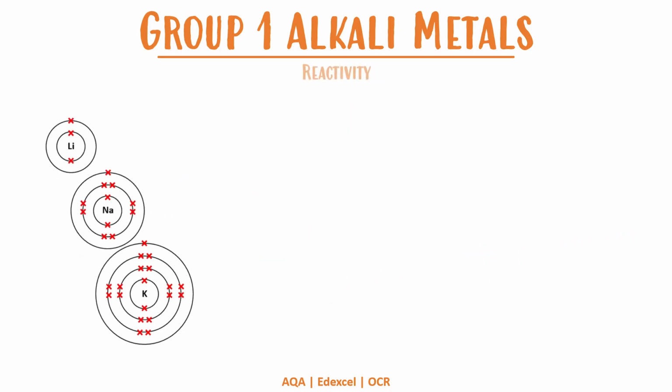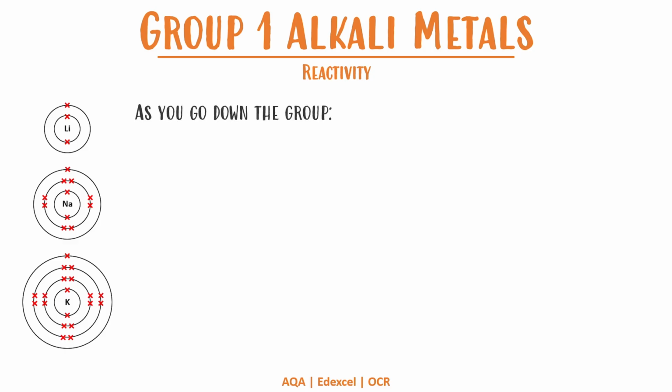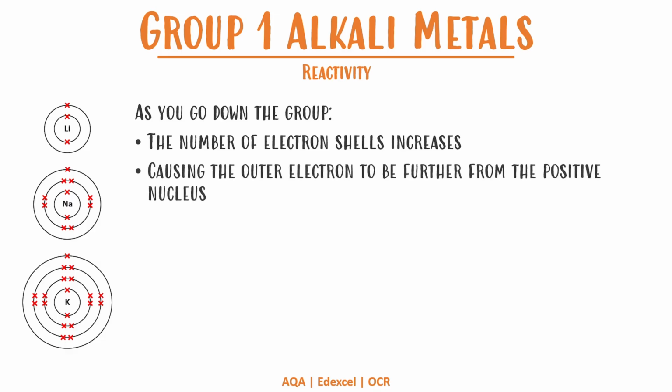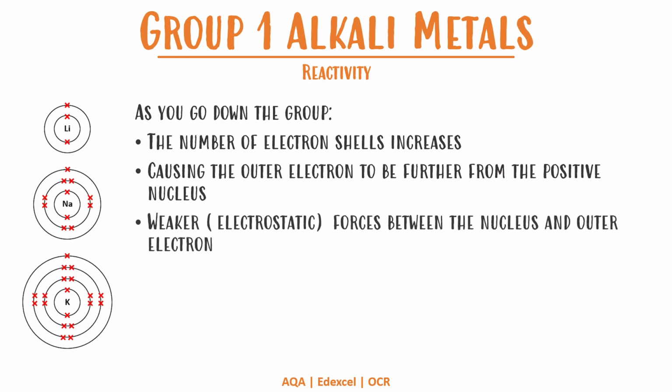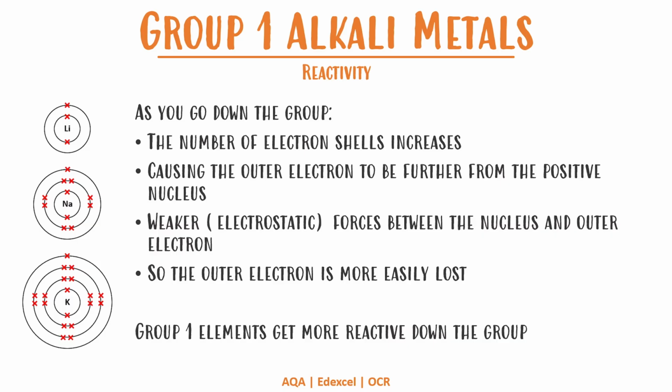And this actually links in to their reactivity. So as we go down the group, the number of electron shells is going to increase, which means the outer electron, that singular electron, is going to be further from that nucleus. This results in weaker forces between the nucleus and that outer electron, and specifically it's an electrostatic force of attraction, resulting in the outer electron being more easily lost. And because it's easier to lose this outer electron, it just means that it becomes more reactive. So as a general idea, our group 1 metals become more reactive as you go down the group.